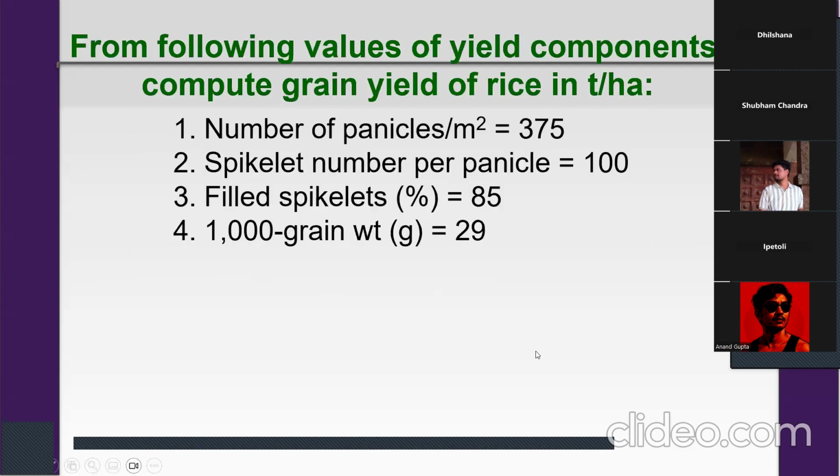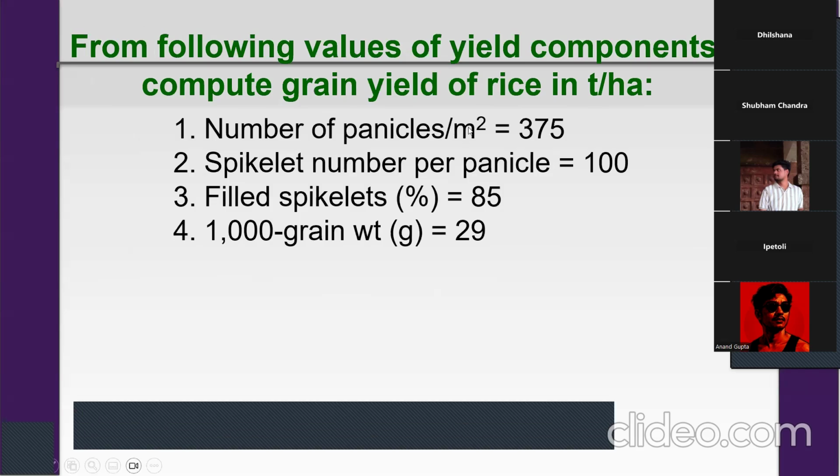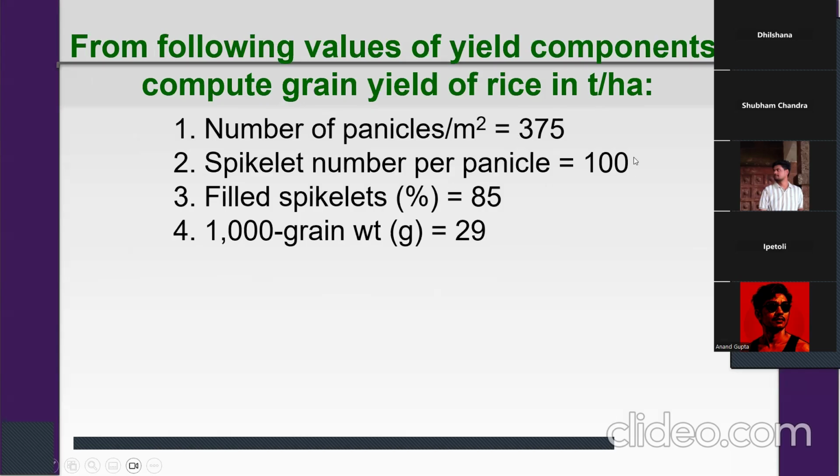Now, this is a numerical from the following values of yield components. Compute grain yield of rice in tons per hectare. Number of panicles per meter square are 375, so it is given to us. Spikelet number per panicle is given to us, that is 100. Filled spikelet percentage is 85 and 1000 grain weight is 29. So these four parameters are given and the fifth one is to be calculated, that is grain yield.